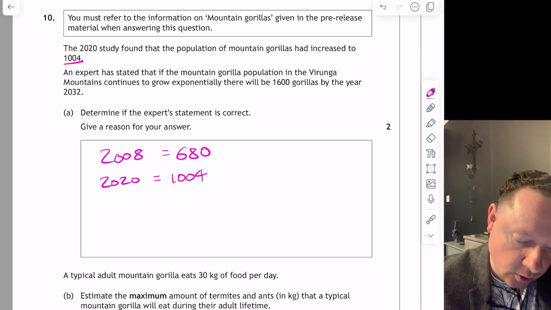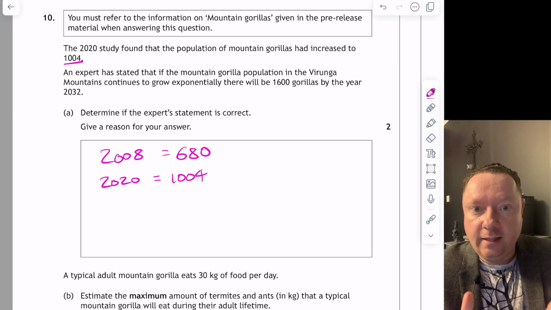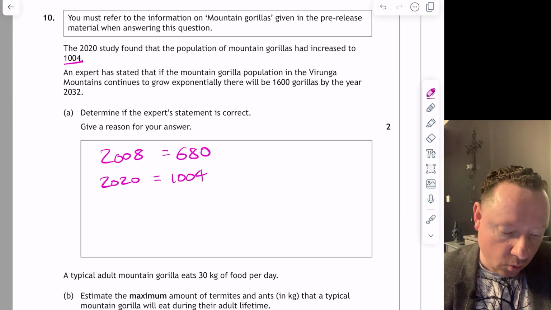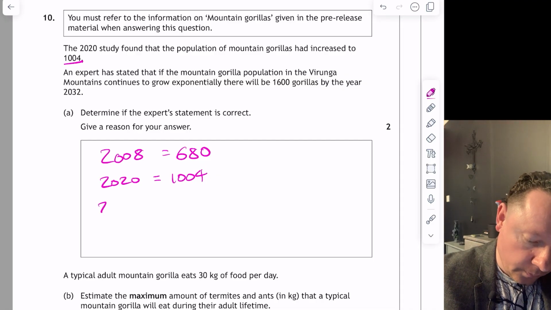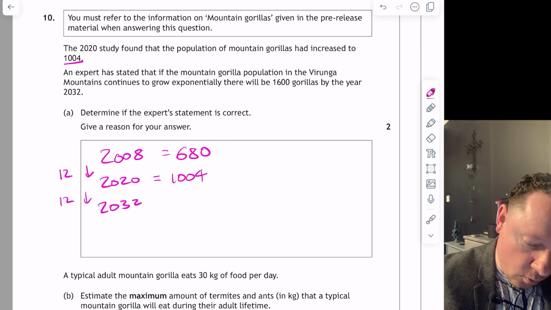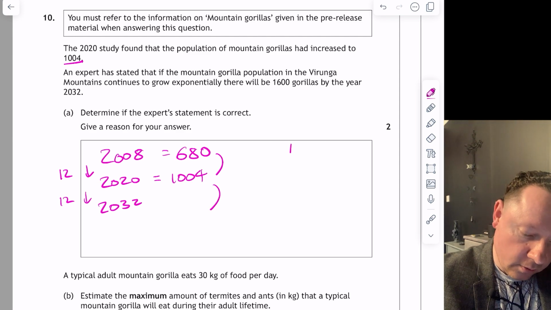Now, the way exponential growth works is, if over a certain time period, like 10 years, something had doubled, it will keep doubling every 10 years. So this is 12 years, and we now want to know 2032. So let's just check that the time period is the same, 12 years, 12 years. So if I know what that's times by, for the next one it'll just be times by the same amount. So how do I know the multiplier? I just do 1,004 divided by 680.